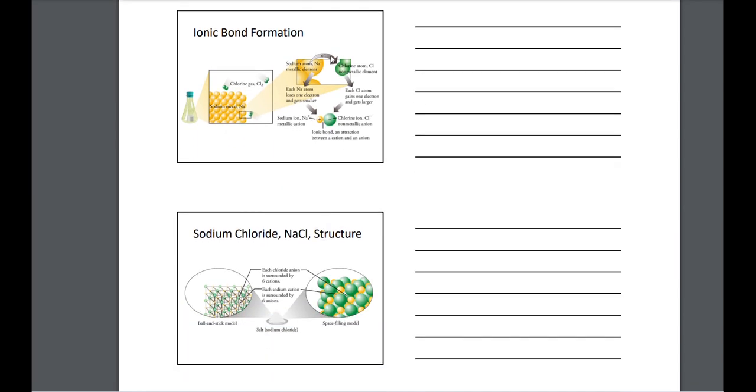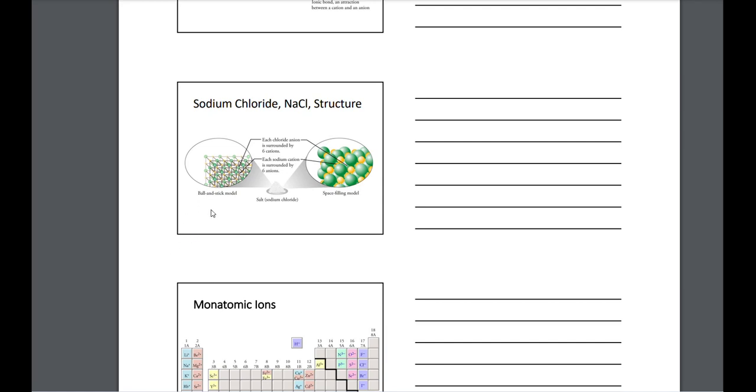Again, remember, the electrons are completely transferred from one atom to the other. In the sodium chloride structure, each chloride ion is surrounded by 6 cations, and likewise each sodium cation is surrounded by 6 anions, so it has this ball and stick model. That's what we call it.